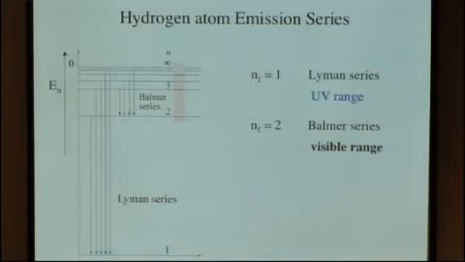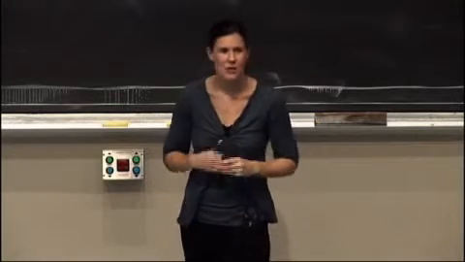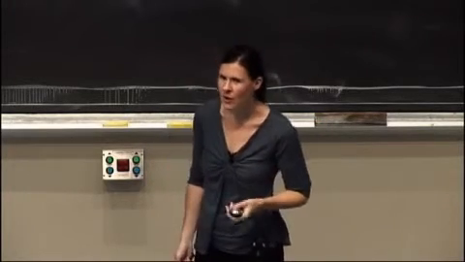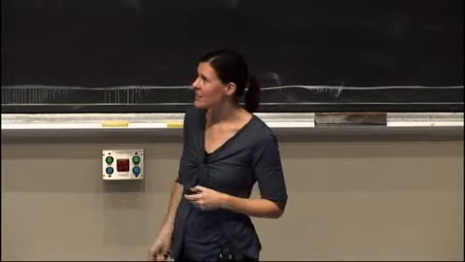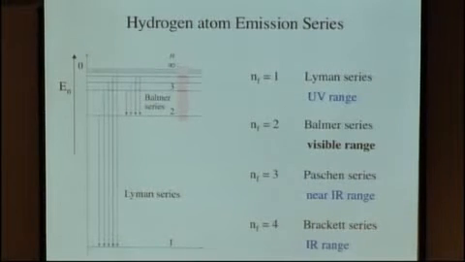We can think about the Lyman series, which is where n equals 1. We know that that's going to be a higher energy difference, so that means we're going to be in the UV range. We can also go in the opposite direction. So for example, when n equals 3, that's called the Paschen series. And these are named after basically the people that first discovered these different lines and characterized them. And this is in the near IR range. And again, n equals 4 is the Brackett series, and that's in the IR range.